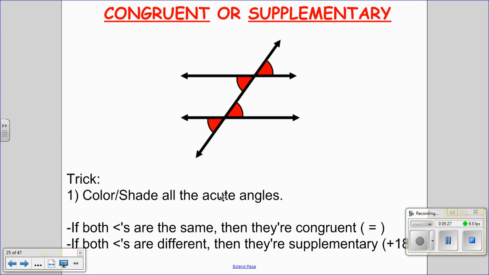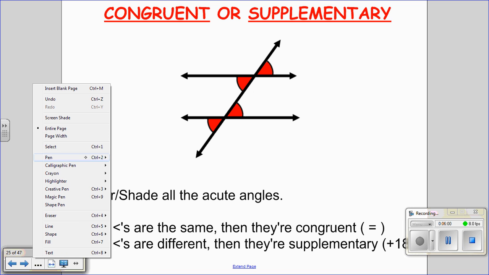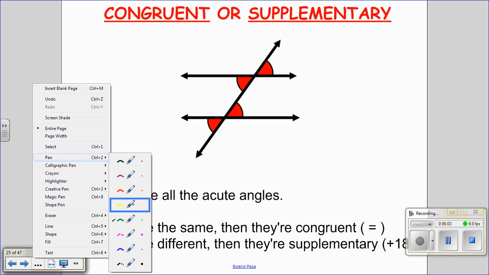Now we're going to practice giving you several different angle pairs, and we're going to have to judge whether or not they are congruent or supplementary. One trick is to shade all the acute angles on the picture. And then if both angles are shaded the same, they will be congruent. If both angles are different, they are supplementary. Now this rule will only work if the lines are parallel. It doesn't indicate on here, but these lines will be parallel in all of the pictures we're about to show.